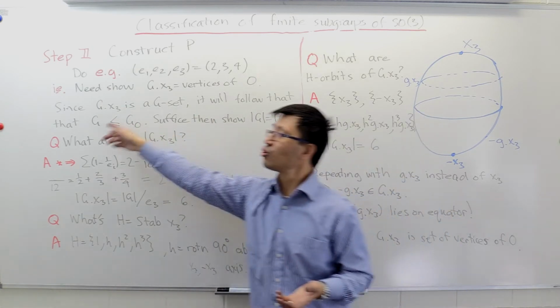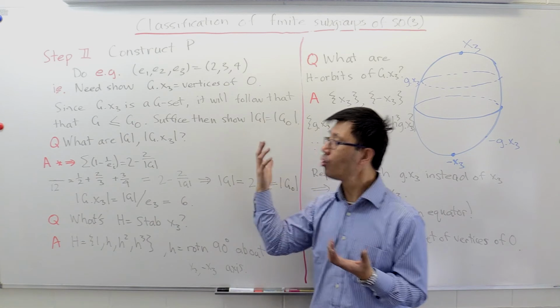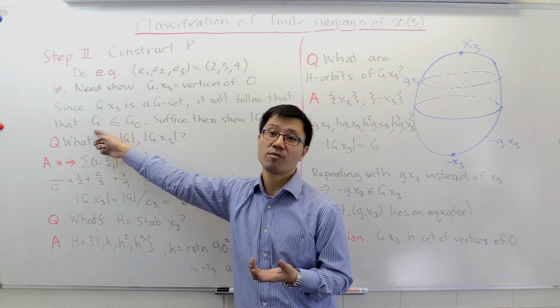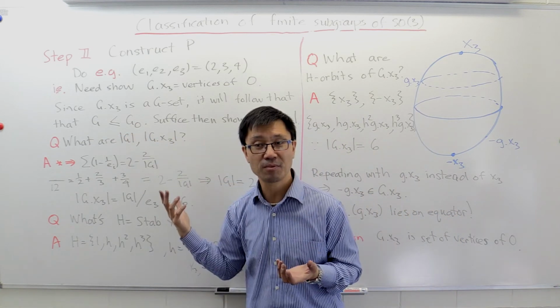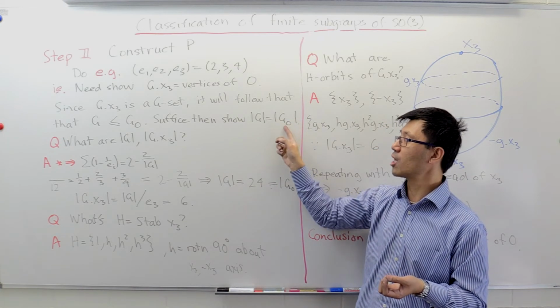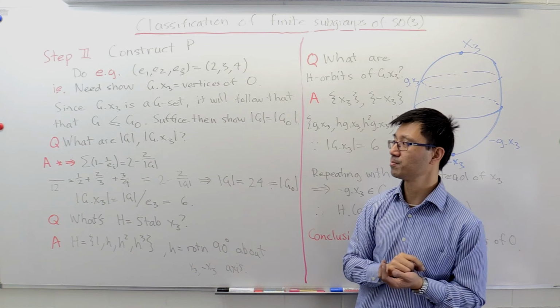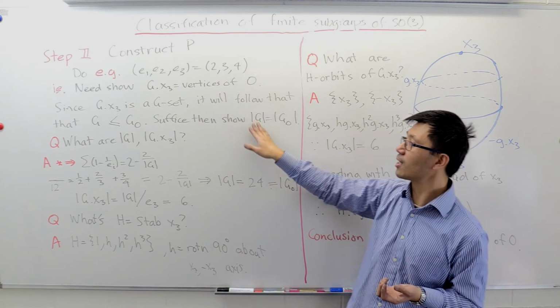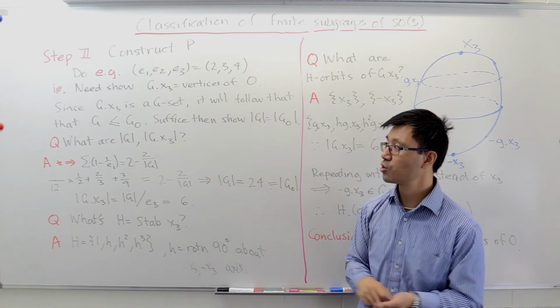And then to show actual equality, what do you need to do? All you need to do then is to show that the orders of these two groups are the same. So you just need to show the order of G equals the order of the rotational symmetry group of the octahedron. Okay, so let's start by looking at the question of what is the order of this group G.